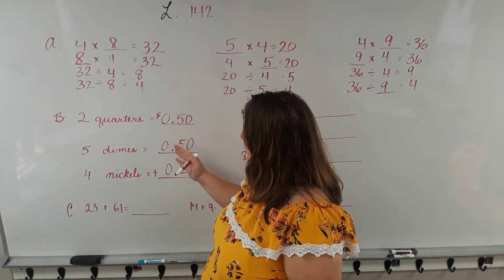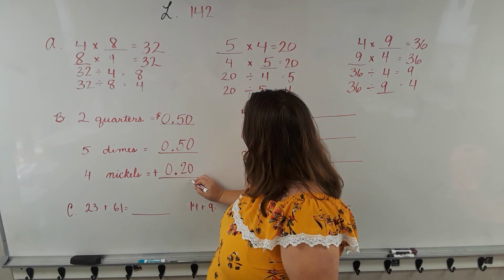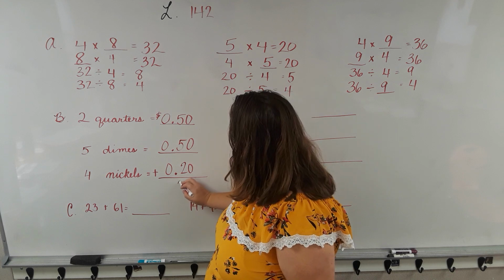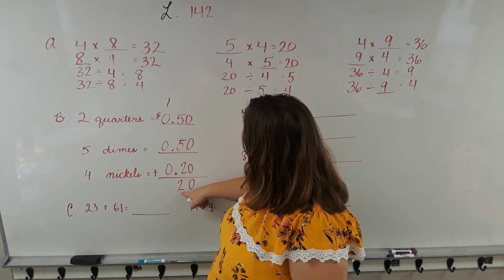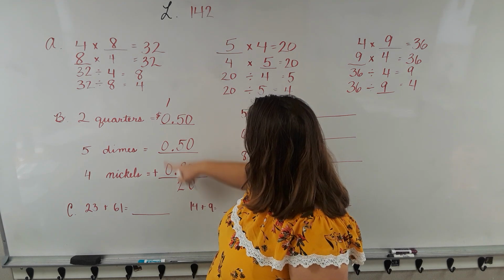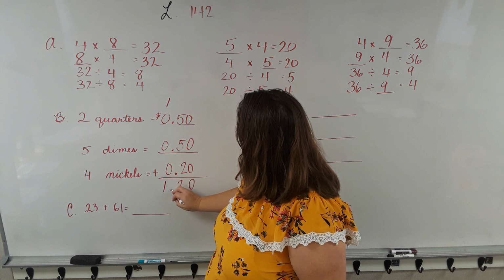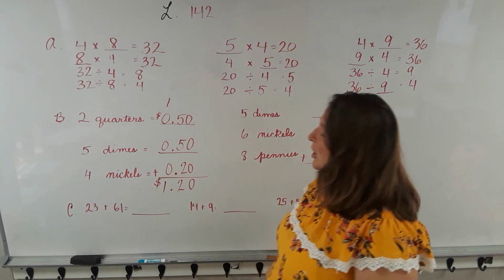If you have 2 quarters, 5 dimes, and 4 nickels, you have 0, 5, 10, 12. See how we wrote the 12? We put the 2 down there and we carried the 1. And 1 plus 0 equals 1. You put your decimal point, you put your dollar sign, and that equals $1.20.